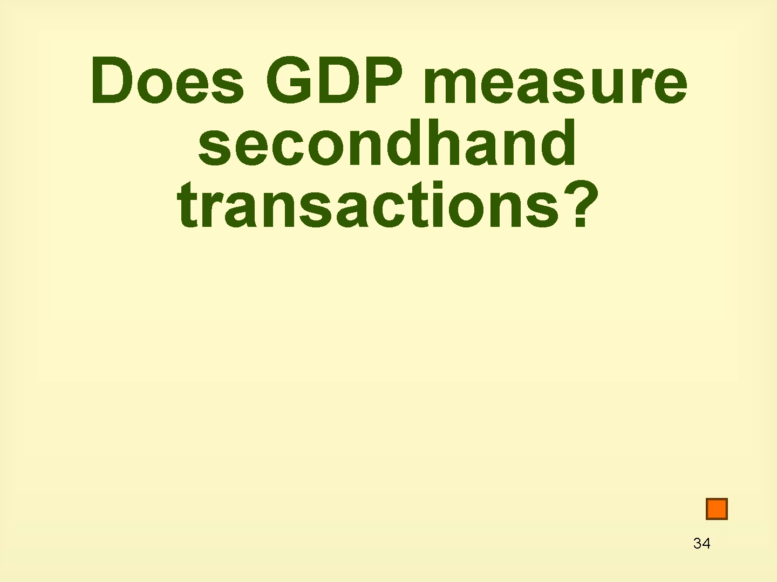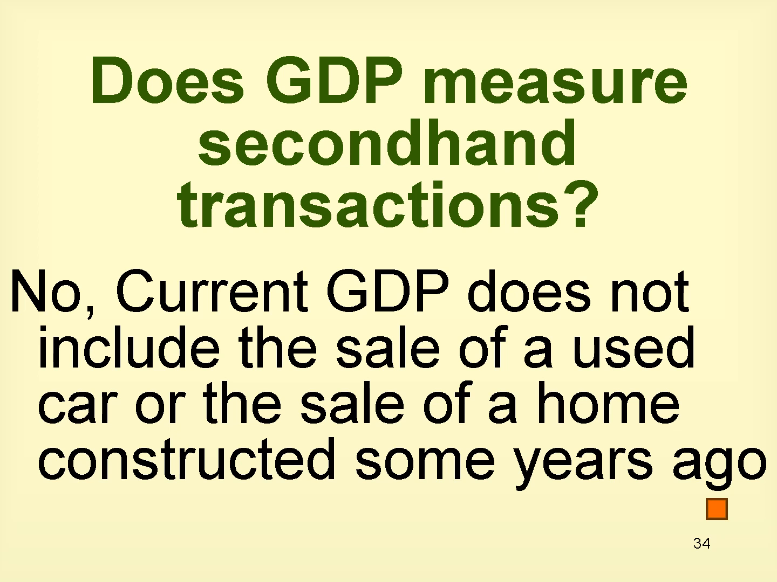As I mentioned, you cannot calculate the second-hand transaction. Current GDP does not include the sales of used cars or the sales of homes contracted some years ago.